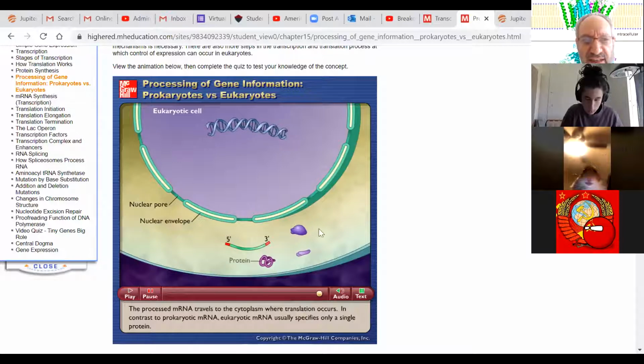And notice our ribosome is made of two different pieces, and we'll see that later. This is the large subunit, and this is the small subunit. Okay, I think that's it for that.